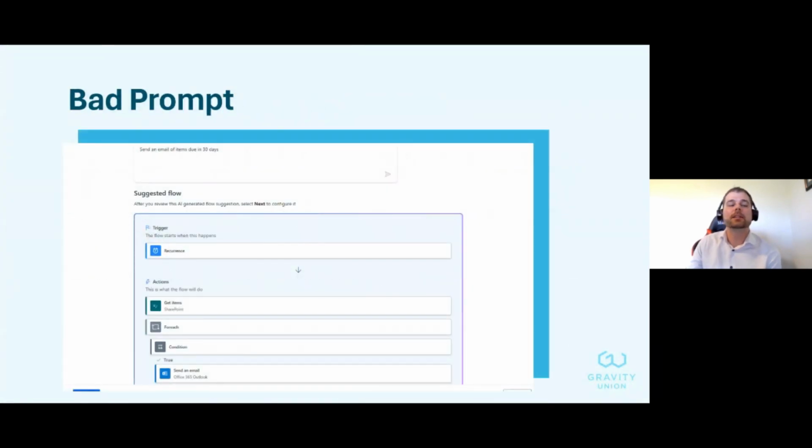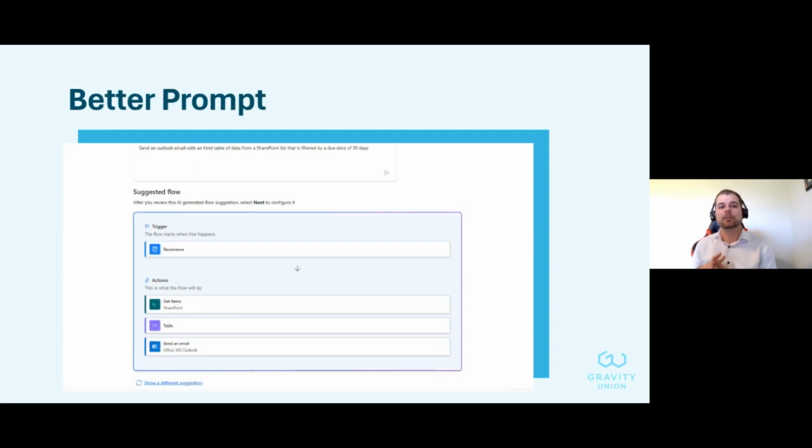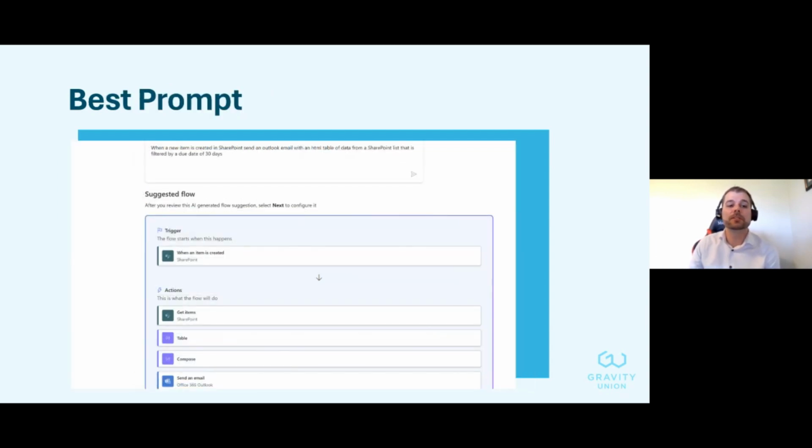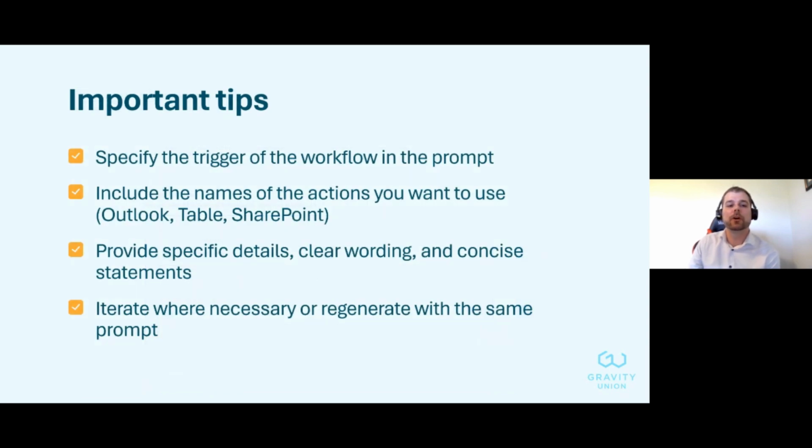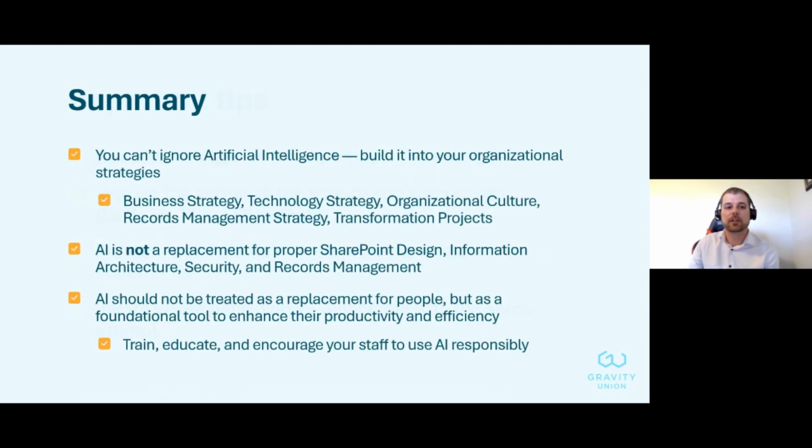There are Copilots in Power Automate as well. You can do things like send an email of items due in 30 days, which isn't a great prompt. A better prompt: send an Outlook email with an HTML table of data from a SharePoint list that is filtered by a due date of 30 days. Creating better prompts, and training your employees to go through that, helps you get the most out of it, and you get a much simpler workflow this way. Even better is being even more specific. What is your trigger? What are your actions? So, when an item is created, rather than the recurrence that it gave me. Specify the trigger, and include names, actions, all that kind of stuff in workflow prompts.